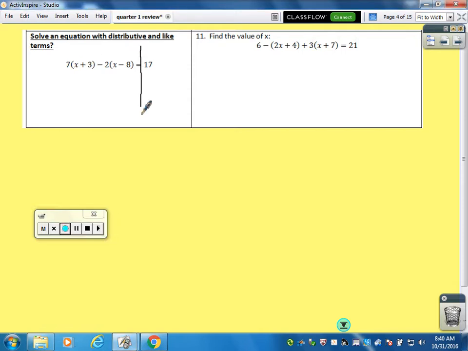So I'm going to use this line just to help me organize my work. You don't have to put it. And then I'm going to distribute out the 7 to the x and the 3. So 7 times x is 7x. Pull down your plus. And 7 times 3 is 21.